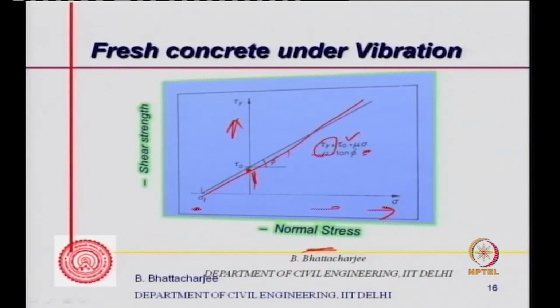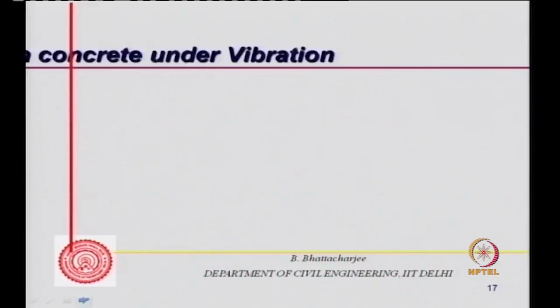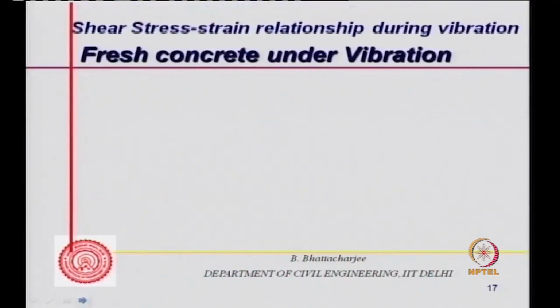So mu is this slope, and sigma is the normal stress. Now mu is equal to tan phi, where phi is the angle of repose. This we know in soil, and this is what we see. So drier concrete almost behaves like soil, and people have studied this.